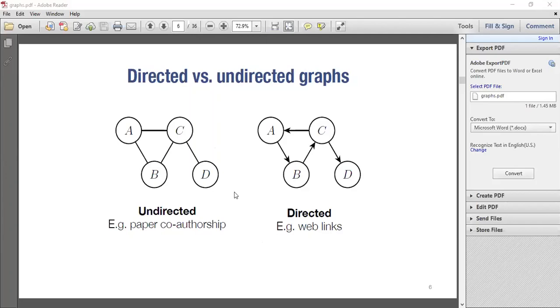Now, we can also look at different characteristics of graphs. So we could talk about directed and undirected graphs.